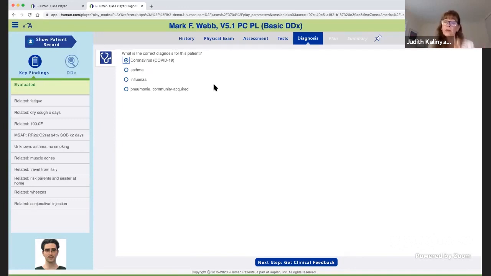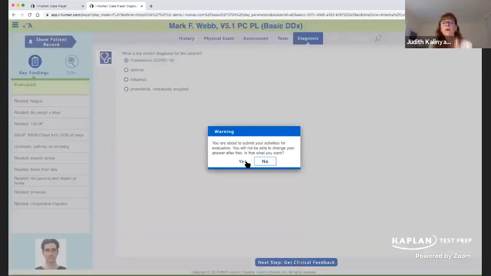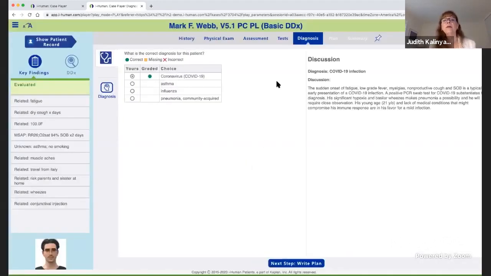So if you thought you had a patient with influenza and you were deciding between COVID and influenza, and both the coronavirus and the influenza were negative, one could be a false negative. So you still might have to make a clinical decision. We're going to submit this. We would then get our, did we get it right or wrong?